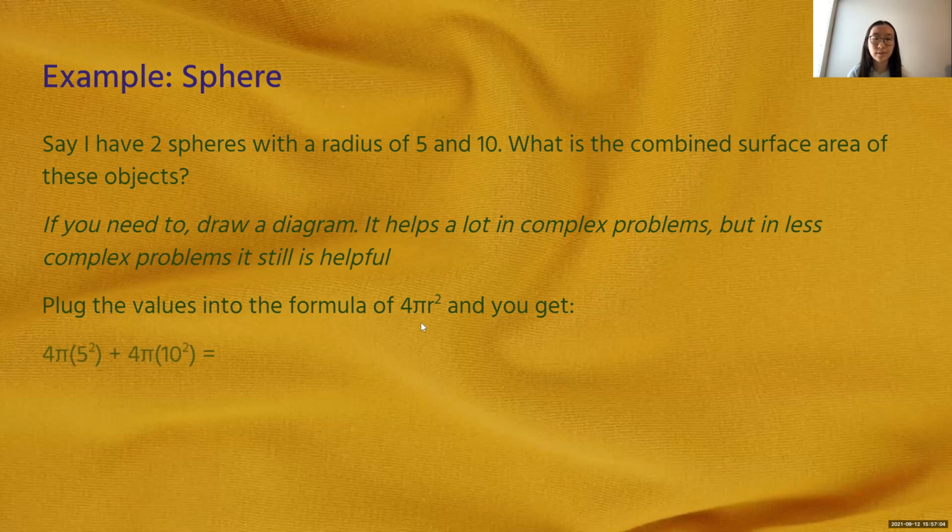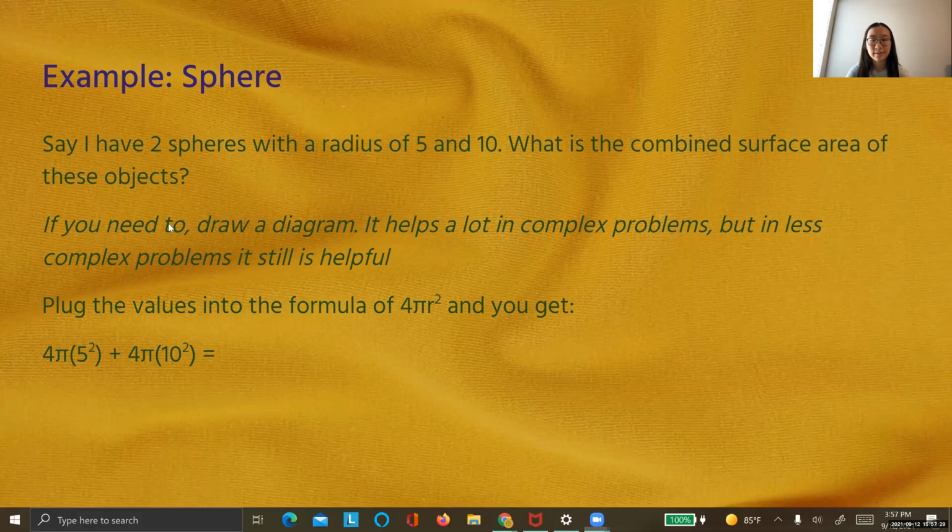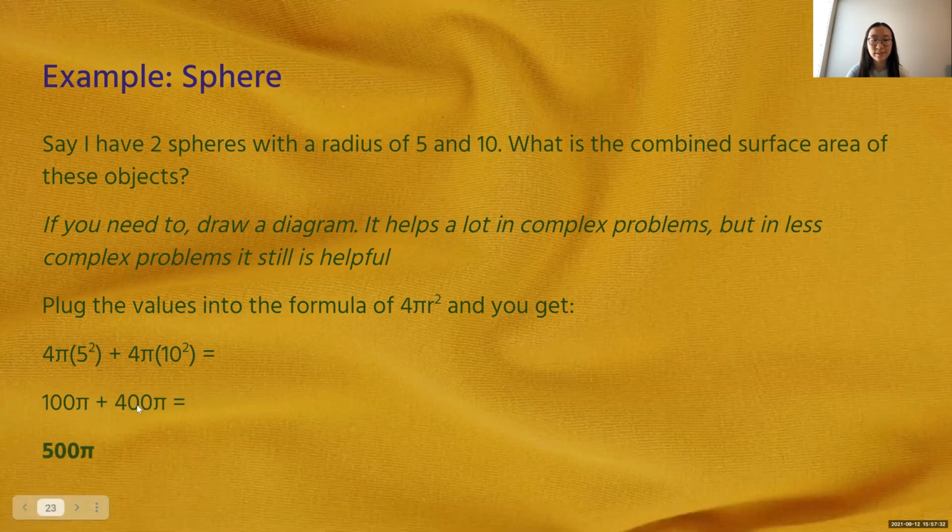Okay, so we're going to plug the radius values into that formula. First we're going to do the sphere with a radius of 5, and that would be 4 pi times 5 squared. And then the second one, 4 pi times 10 squared. And so then you get 100 pi plus 400 pi for an answer of 500 pi. And again, you don't have to do 500 times 3.14. It's perfectly fine to just say 500 pi, because most questions will ask you to express your answer in terms of pi.